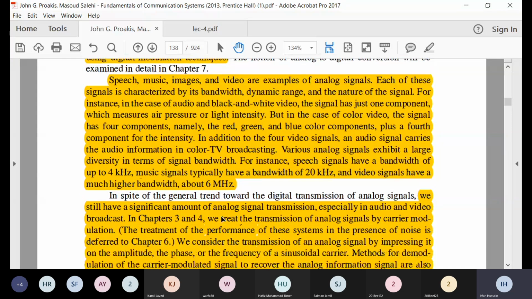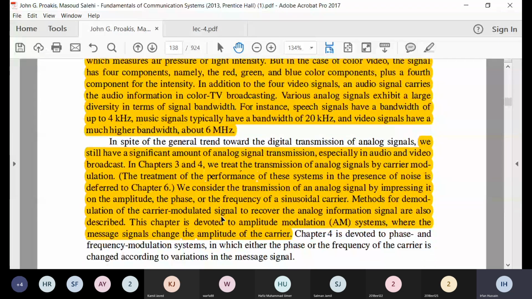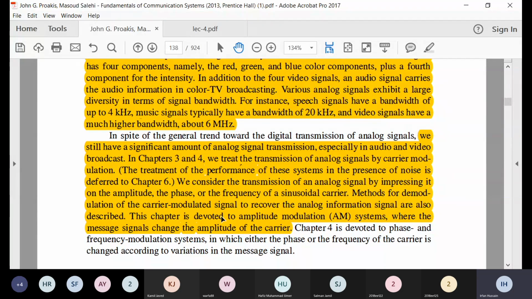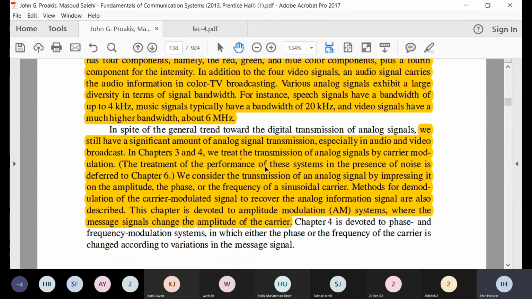So these are different forms of information that we are nowadays utilizing. Another trend, as I've told you, is to digitally transmit analog signals, but still analog signal transmission is taking place, especially in broadcast situations. Broadcast means that there is one transmitter and it broadcasts its message to a number of receivers. So in that case, for example, TV broadcasts, or audio broadcasts, radio stations, they still are using analog signal transmission.